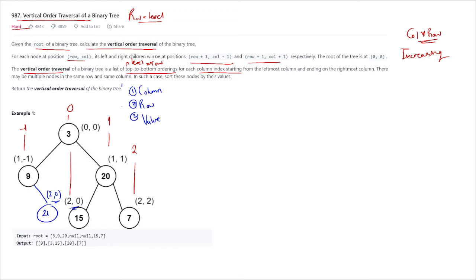So great, we got the first part of the question done. We want to sort by column, then by row, then by value. And this is in order to return lists of all the values in one column. So column -1, column 0, column 1, column 2.